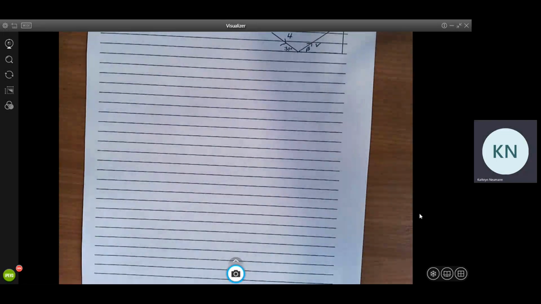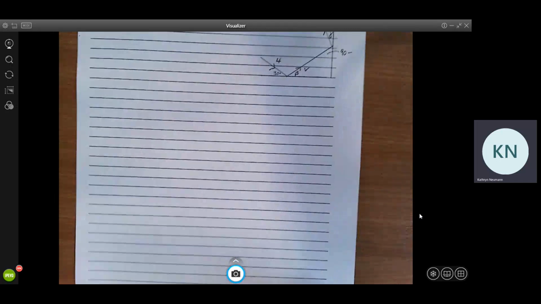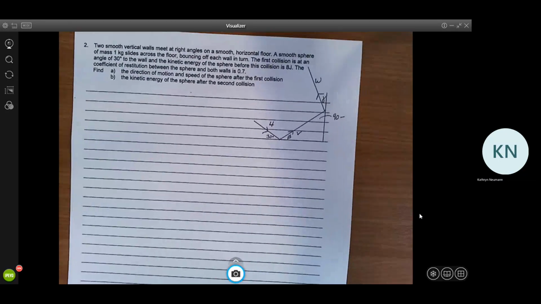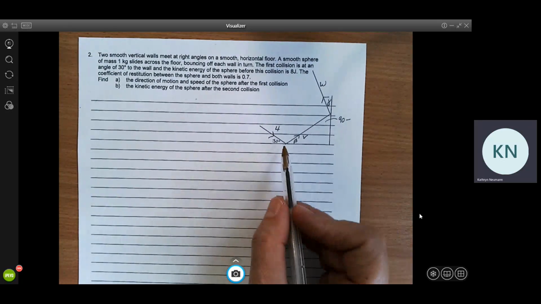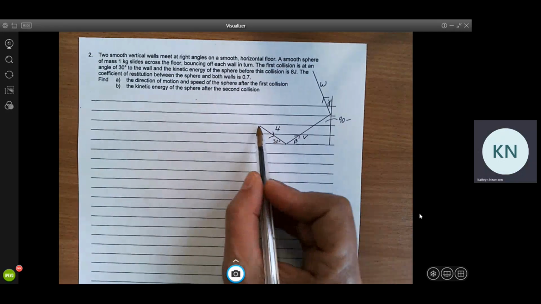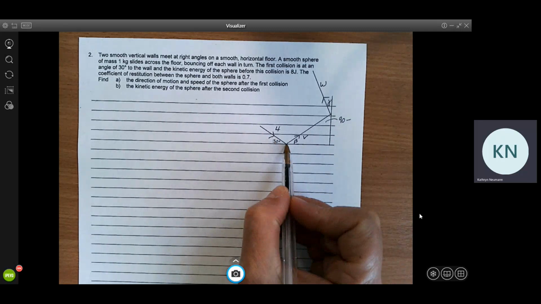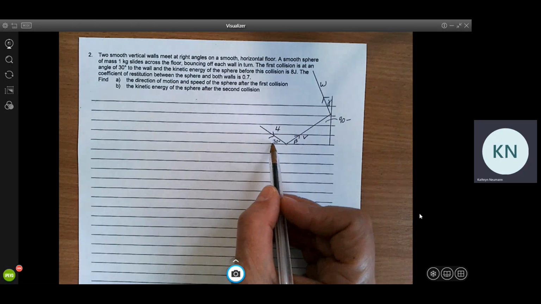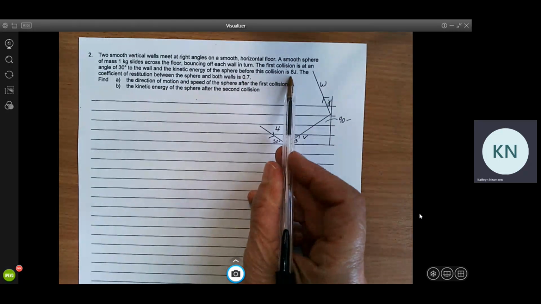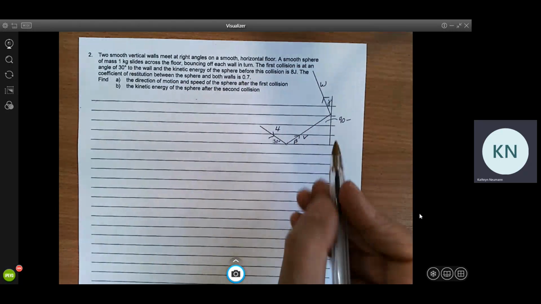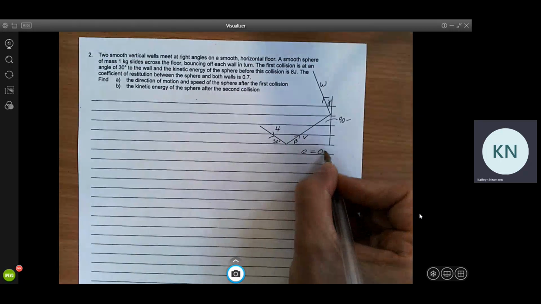Right, looking at the next question, which is very similar. We've got two smooth walls meeting at right angles on a smooth horizontal floor. The first particle comes along, bouncing off each wall in turn. The first collision is at 30 degrees to the wall, and we know the kinetic energy before this is 8 joules, and we know that E is 0.7.